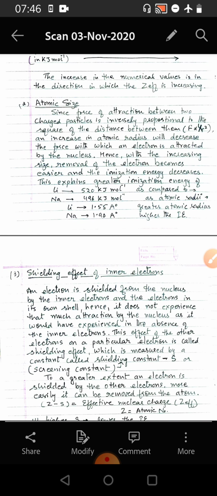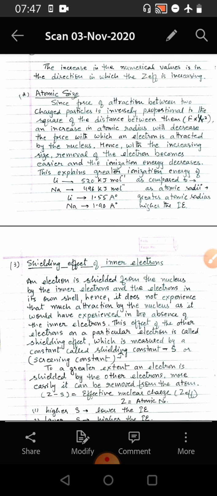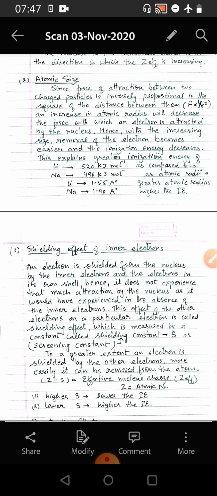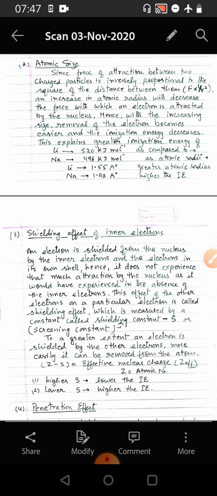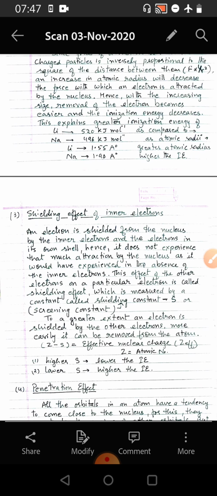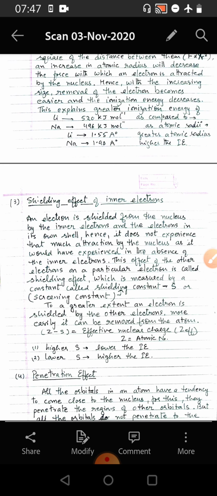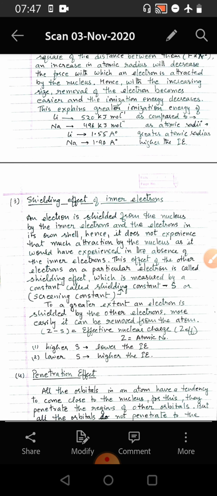Next we come to atomic size. Since the force of attraction between two charged particles is inversely proportional to the square of the distance between them, that is, force is inversely proportional to 1 upon r square, an increase in atomic radius will decrease the force with which an electron is attracted by the nucleus. Hence, with increasing size, removal of the electron becomes easier, and the ionization energy decreases. This explains the greater ionization energy of lithium, which is 520 kilojoules per mole, than sodium, which is 496 kilojoules per mole.